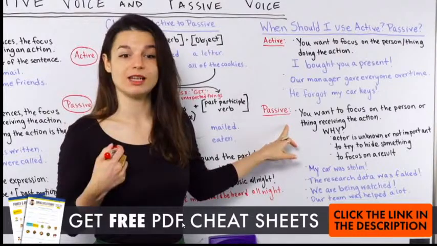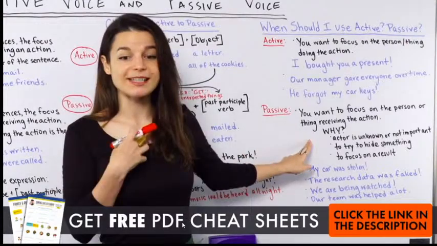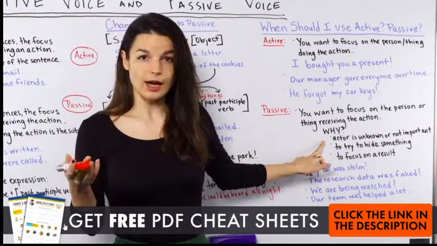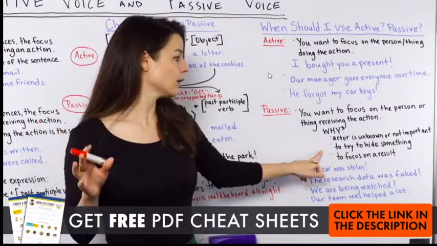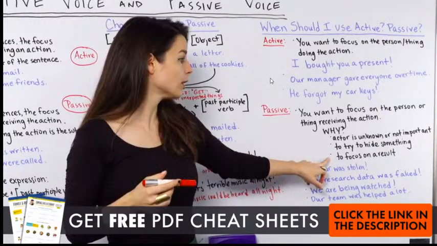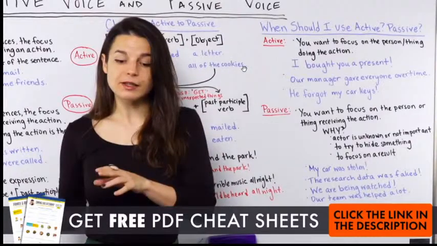So let's talk about why. Why do you want to focus on the person or the thing receiving something? A couple of reasons. First, the actor is unknown. That means the person doing the action is unknown. We don't know the person who did the action. Or we're trying to hide something, like we don't want someone to know something. There's a secret. Or we want to focus on a result. We want to focus on the outcome, the end of something. So let's look at a couple of examples of this.